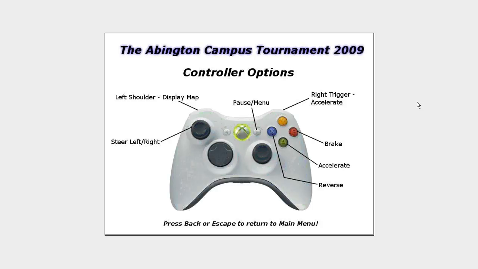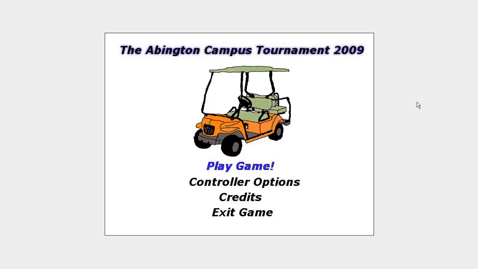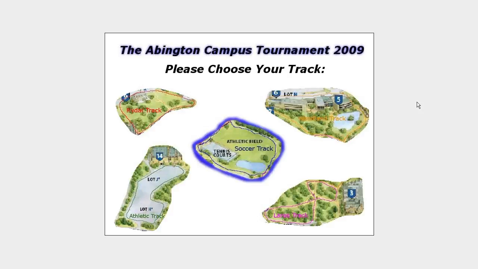A controller layout screen, so the user knows what each button and stick does on the Xbox 360 controller. The main menu, which gives you your basic options, playing the game, controller options, credits, and of course exiting the game. And also a track selection screen, so that users can pick which track of the Abington campus they can race on.